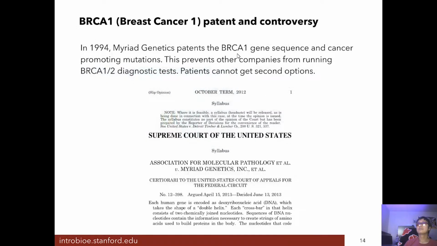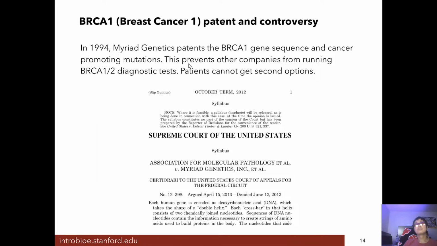But they also patented the BRCA1 gene sequence and cancer-promoting mutations. So they patented the sequence of the fully functional gene and of versions of the gene that would activate cancer that are commonly found in people. And this patent prevents other companies from running BRCA1/2 diagnostic tests, from looking for this same gene. So it's great for Myriad Genetics that they have essentially a monopoly on this type of test. It's not so good for patients because the cost of getting one of these tests becomes really high. Myriad Genetics can essentially charge whatever they want.